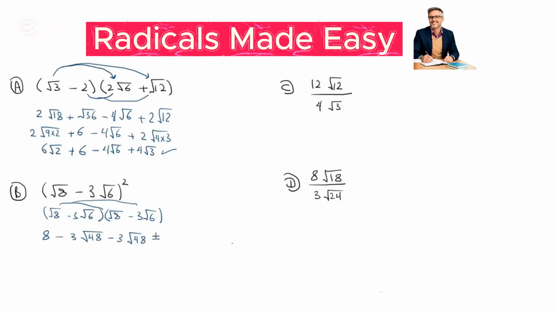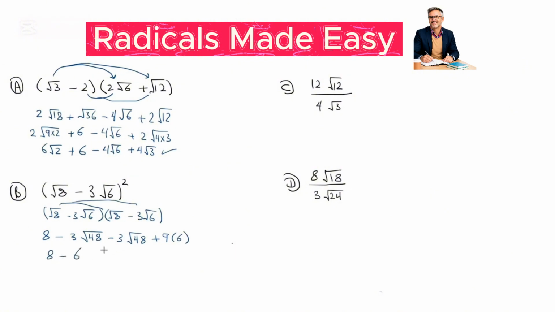And negative times negative is plus, and root 3 root 6 times 3 root 6 is going to be 9 root 36, and root 36 is 6, so you might as well just say 9 times 6 if you want to take a shortcut. Now this is 8 minus 6.